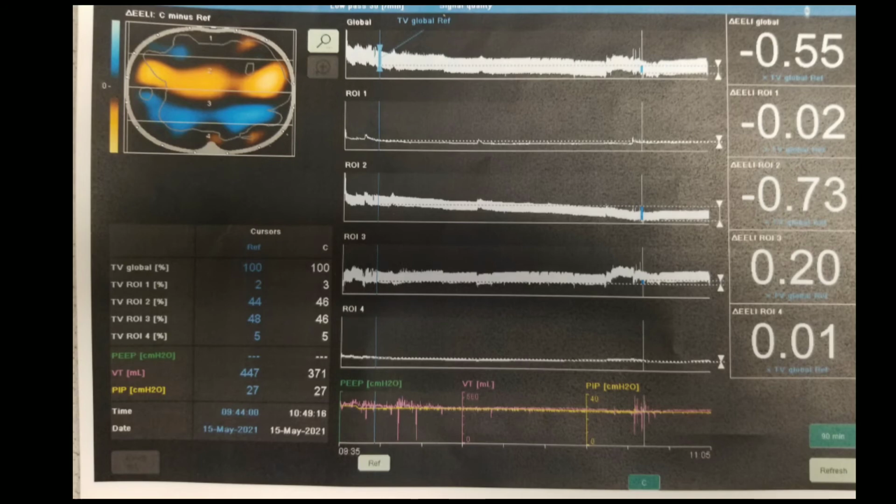So we see a loss in the mid-ventral of 326 mLs, a gain in the mid-dorsal of 89, with an overall decrease of 248. So we see here a wonderful example of the distribution of ventilation being redistributed from a higher ventral, mid-ventral area to a mid-dorsal area.